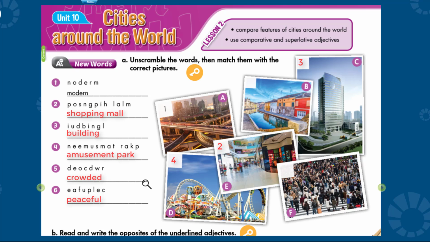Amusement park. And crowded, đông đúc. Which picture is here? Yes, picture letter F. Yeah, many people, right? It's too crowded, right? Too many people. So here, crowded. Picture letter F, right? And peaceful. With picture, the last picture letter B, right here. Peaceful là yên bình, yên tĩnh. Thanh bình, right? Very good. Now let's move on.